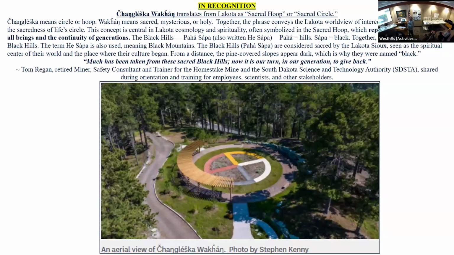Also in recognition, the Sentagleste Waikon translates from Lakota as sacred hoop or sacred circle, and it is the dedicated area for reflection and conferences and a multi-purpose area that's kind of up on the top hill above the Yates complex and the main entrance right now. I have it in here, well, there it is. Much has been taken from these sacred Black Hills. Now it's our turn in our generation to give back.